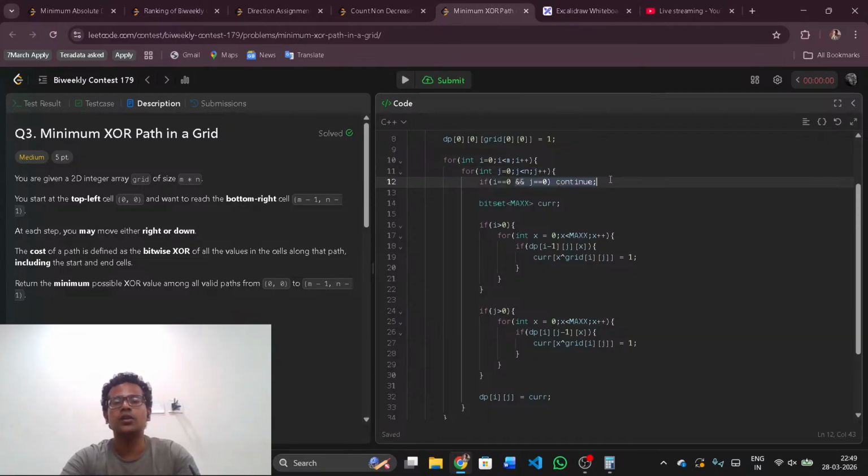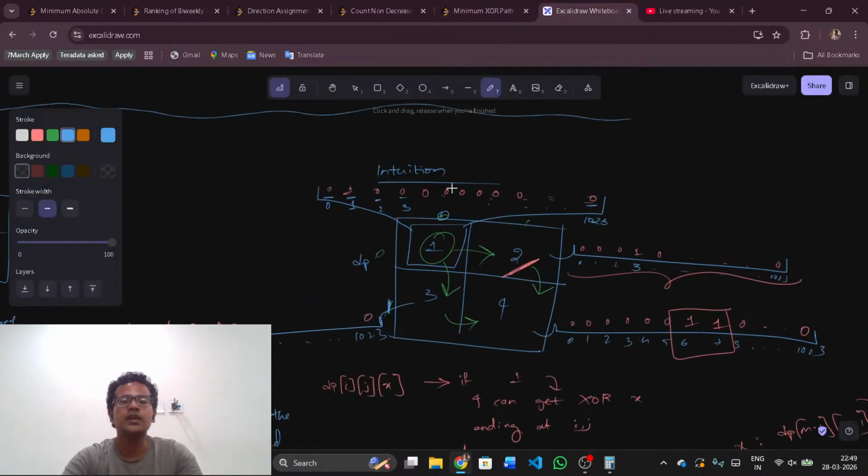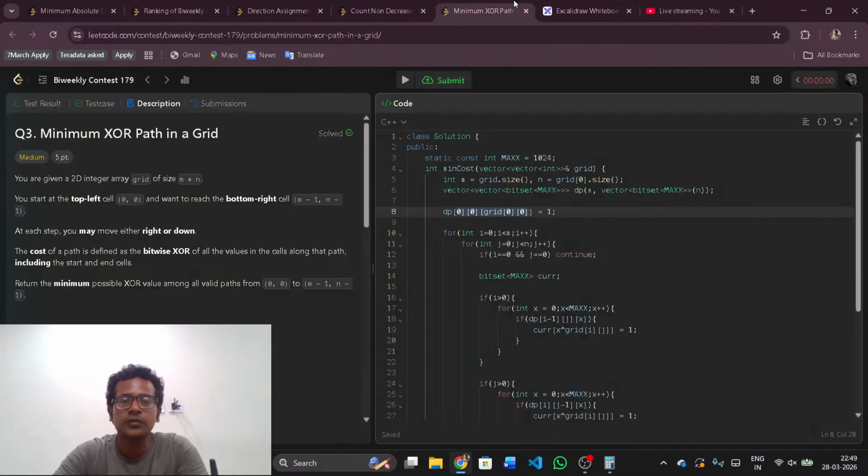If i is equal to 0 and j is equal to 0, then continue. Why? Because dp of 0, 0 is grid of 0, 0. Nothing but here, as it is having 1, I am saying that I can achieve XOR 1 at grid 0, 0. So that's why dp of 0, 0, the top left element, can be achievable.